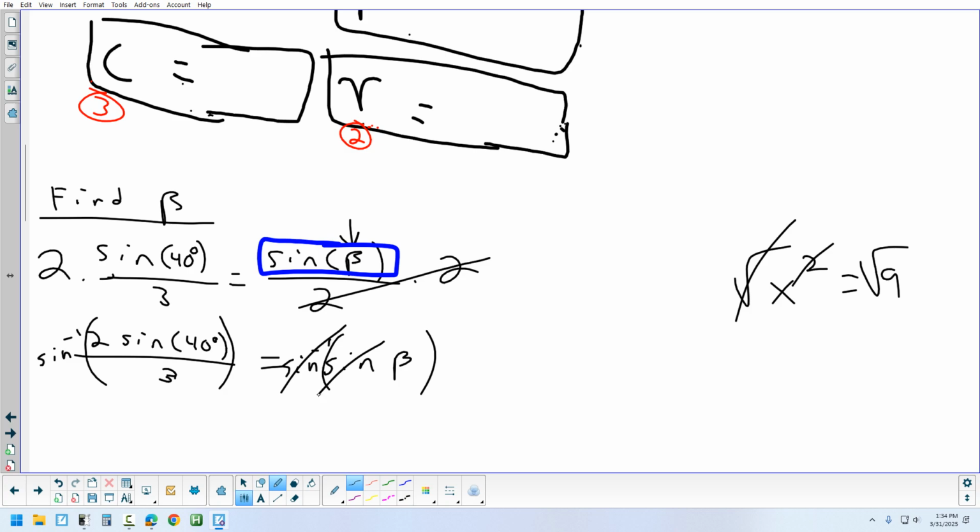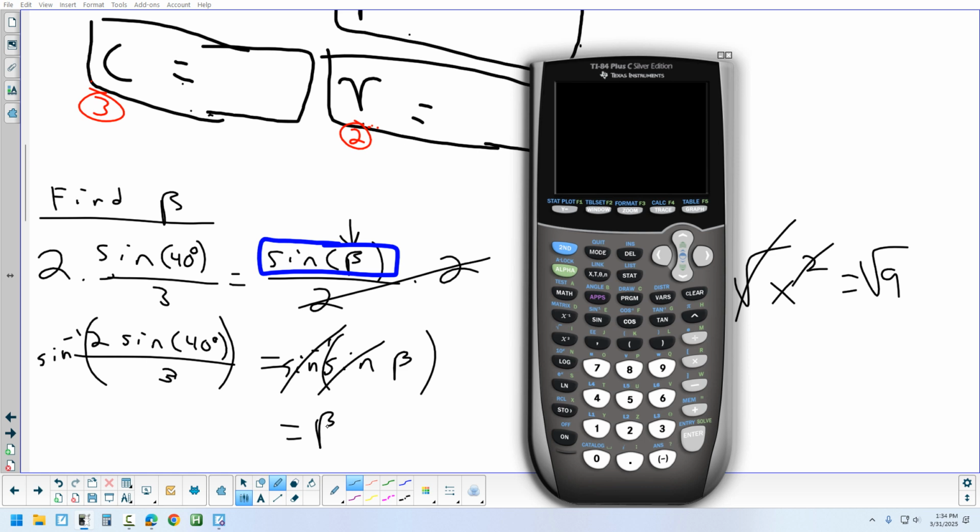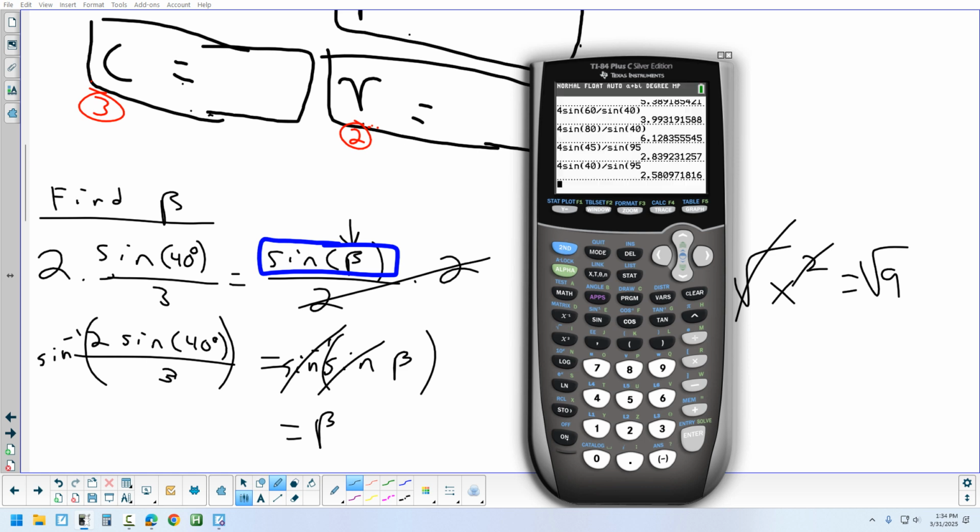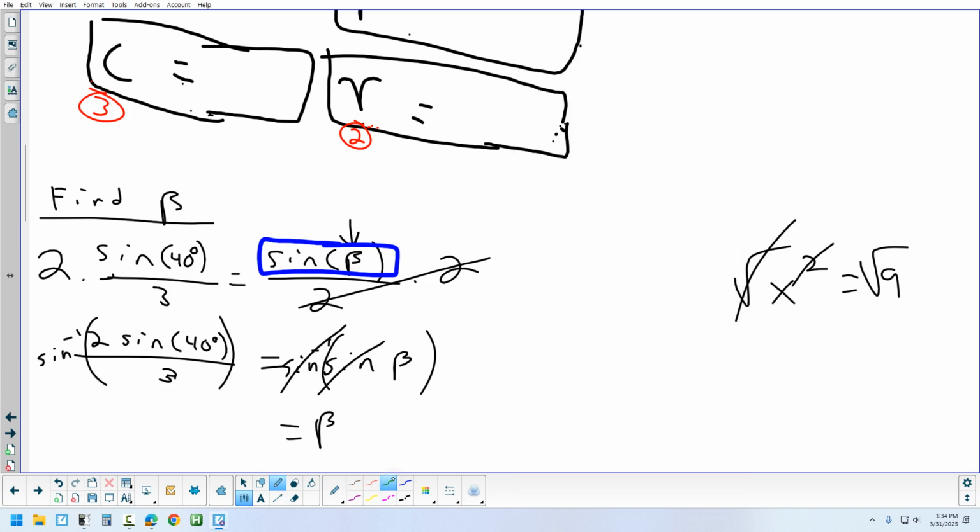And what's left on the right side? Beta. Just beta. And now on the left, you have to type that all into your calculator. So that's what you do when you have this sine, both the sines on top. That's what you do when this is a variable. So you just type in sine to the negative 1. How do you type that in though?